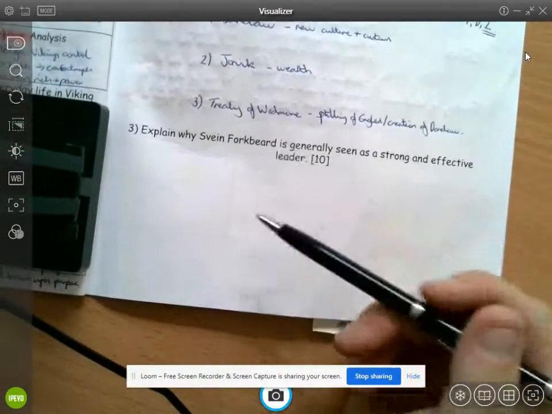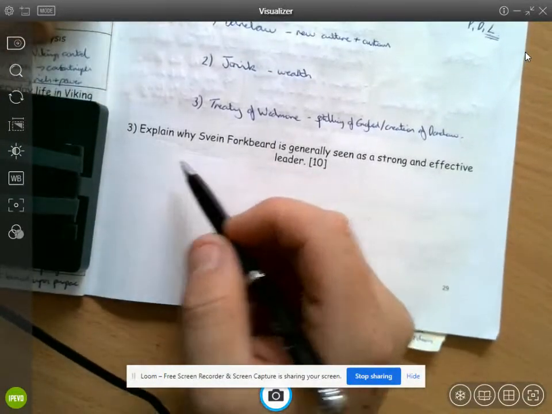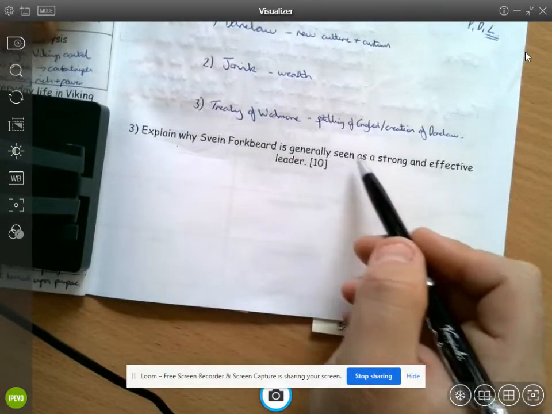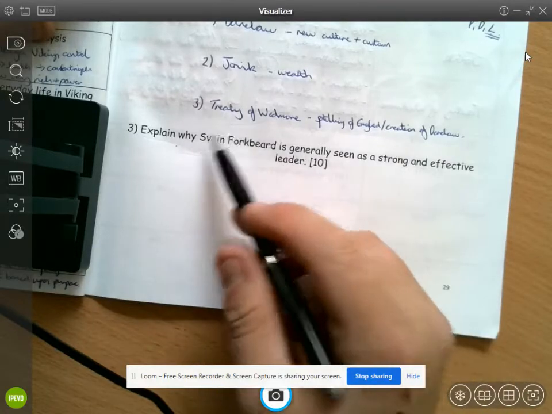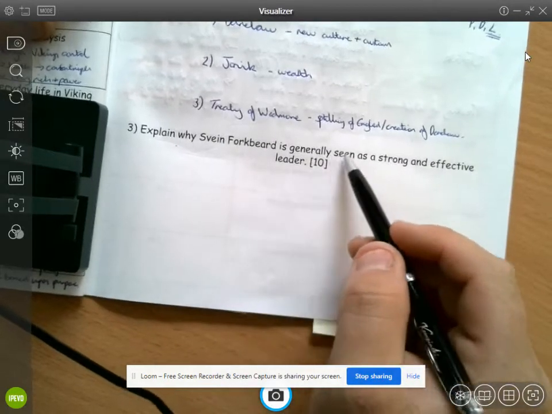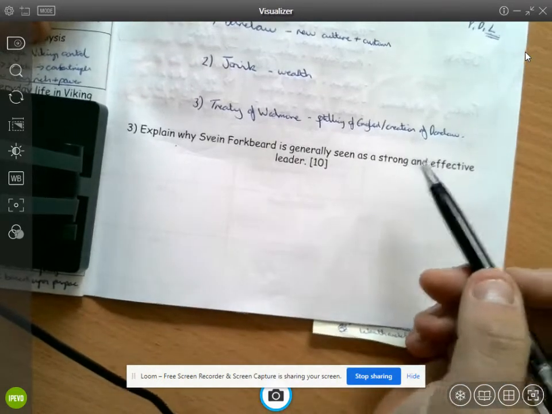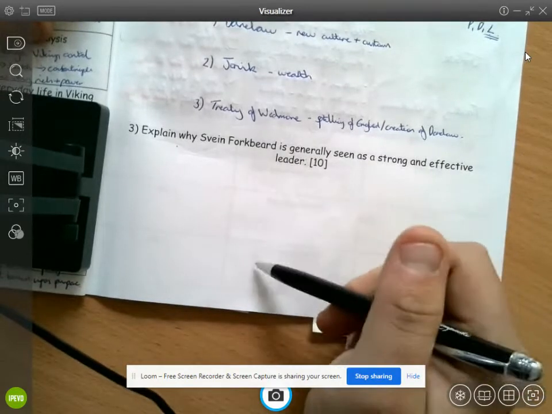Let's turn back now and look at our final one. We're going to explain why Svein Forkbeard is generally seen as a strong and effective leader. Pause the video now, annotate your question, and write 3 key points for your 3 PDL paragraphs.